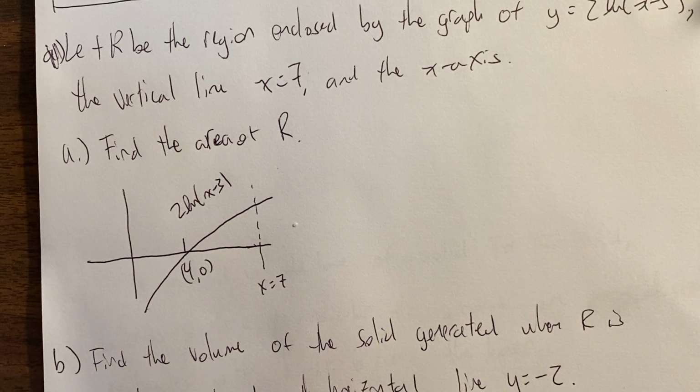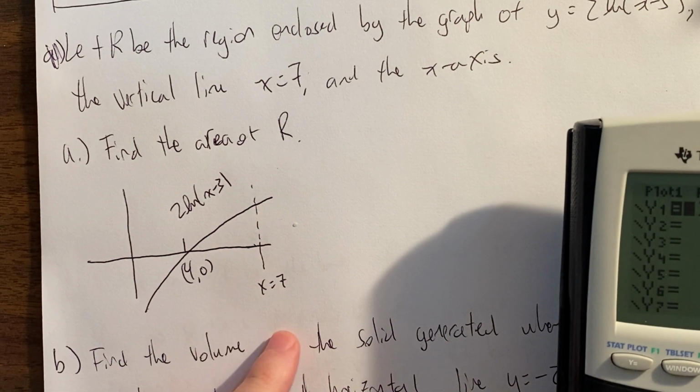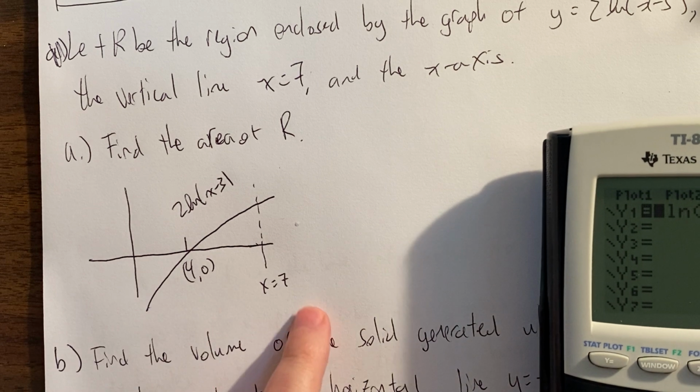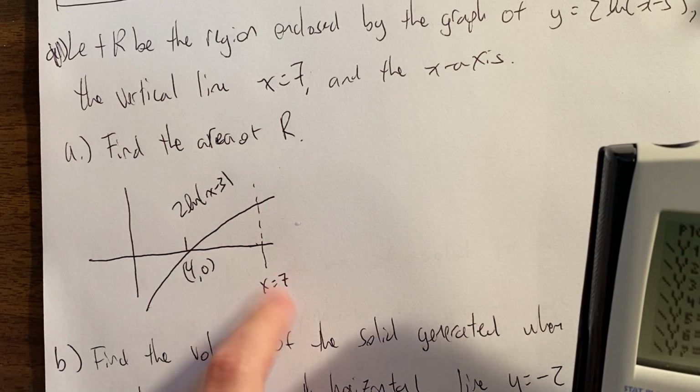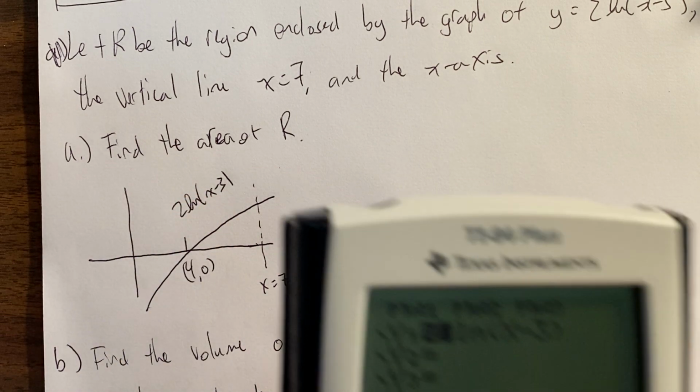But this is actually pretty easy to find this intersection point, because this is the vertical line x is equal to 7. All you have to do is plug 7 into the function. So when you plug in 7, you'll get 2 times ln of 4. Let's do that real quick.